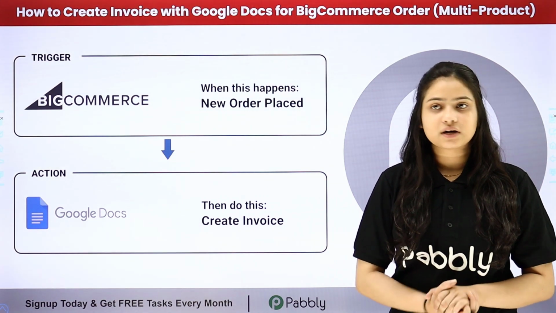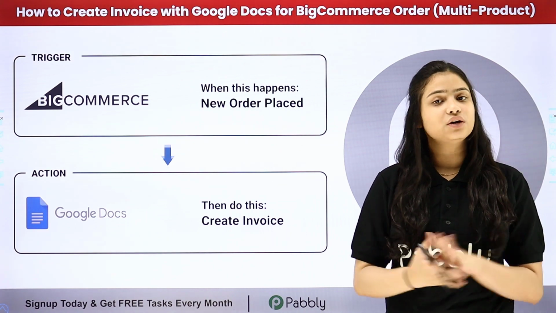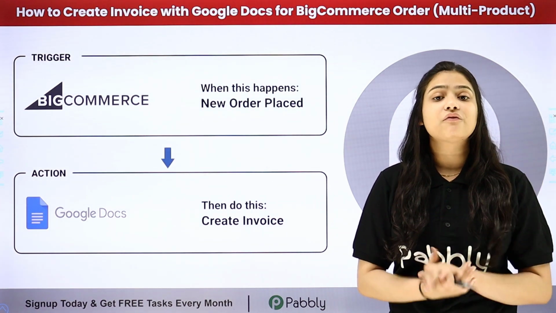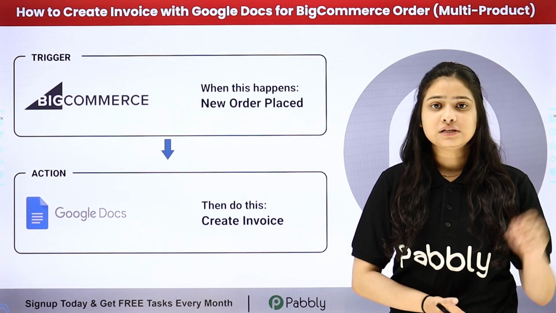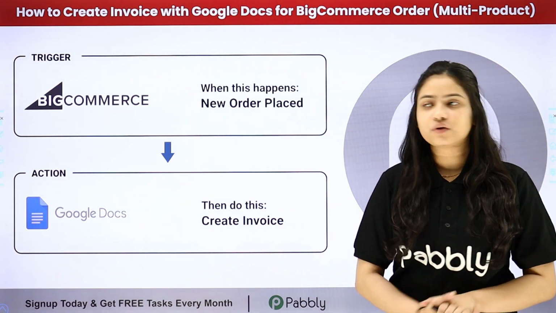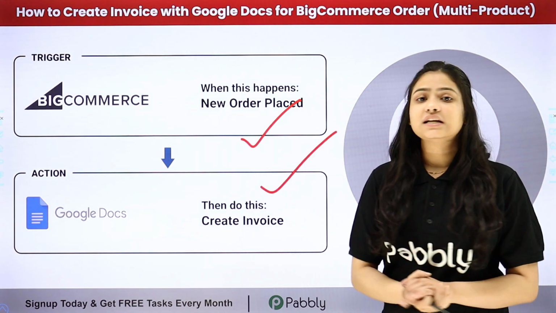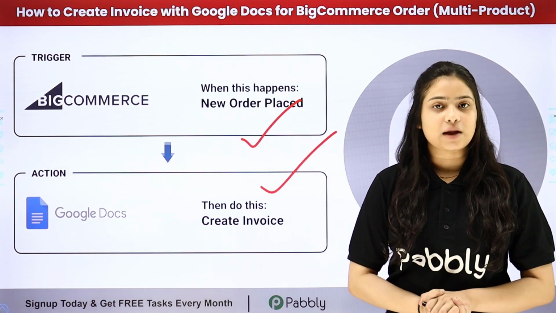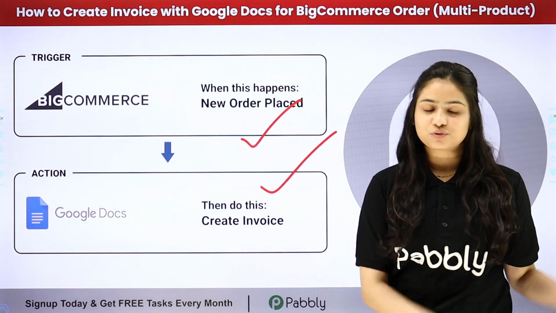For this, we will have to set up a connection between BigCommerce and Google Docs, and that we are going to do without any coding or programming skills with the help of an amazing automation software, Pabbly Connect. Pabbly Connect works on two principles, trigger and action. In trigger we are going to take BigCommerce, and in action we are going to take Google Docs, and we will connect both of them in order to automate this entire process step by step. To learn this entire automation step by step, let me take you all to my screen.